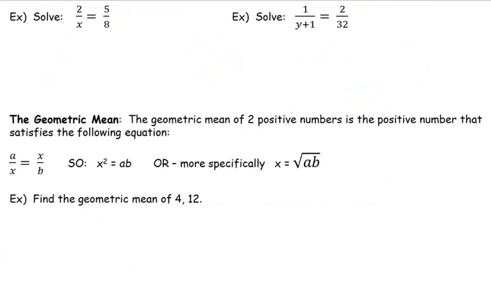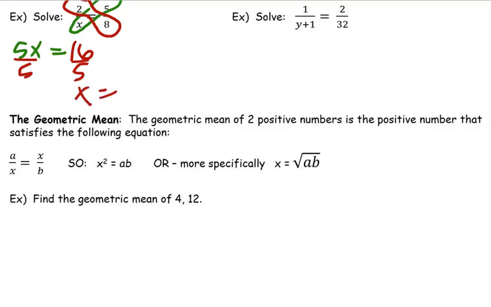Okay, let's solve a couple. So if we're going to cross multiply, we would take x times 5, so that's going to give me 5x, equal to 2 times 8, which is 16. And so when I solve, I'm going to divide both sides by 5, and x would be 16 over 5. And so that would be your answer.